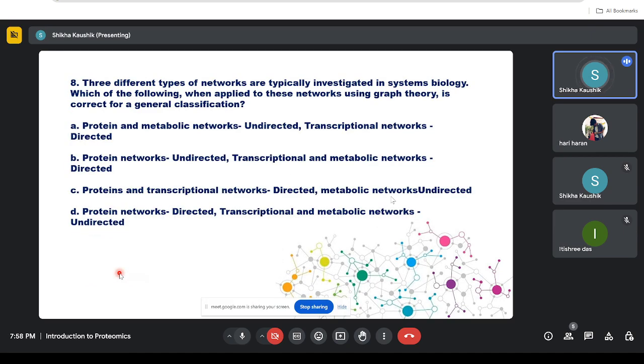Next question quickly. Three different types of network are typically investigated in system biology. Which of the following, when applied to these networks using graph theory, is correct for the general classification? Protein and metabolite networks are undirected, transcriptional networks are directed. Protein network undirected, transcriptional and metabolic networks directed. Protein and transcriptional network directed, metabolite network undirected. Protein network directed, transcription and metabolite network undirected.